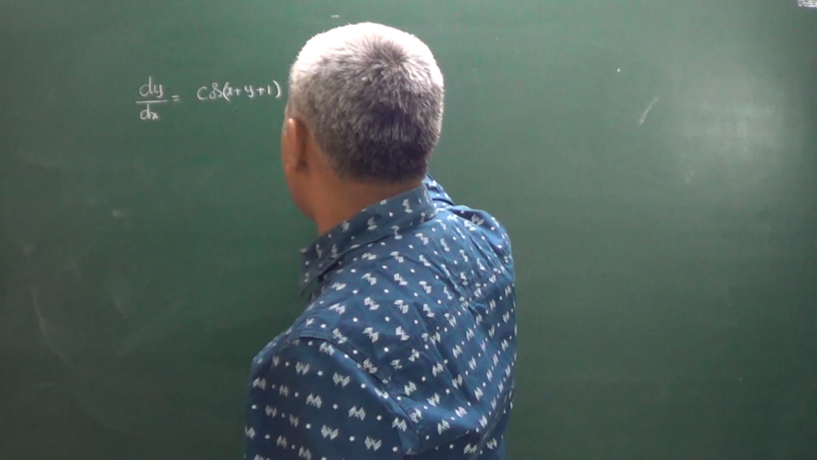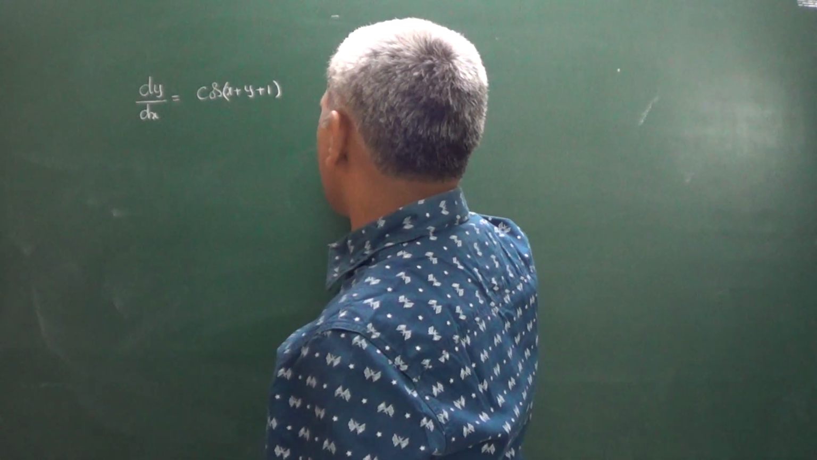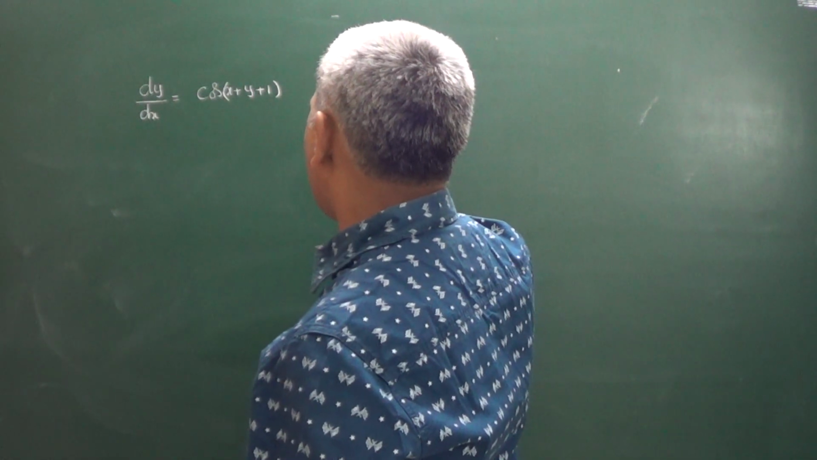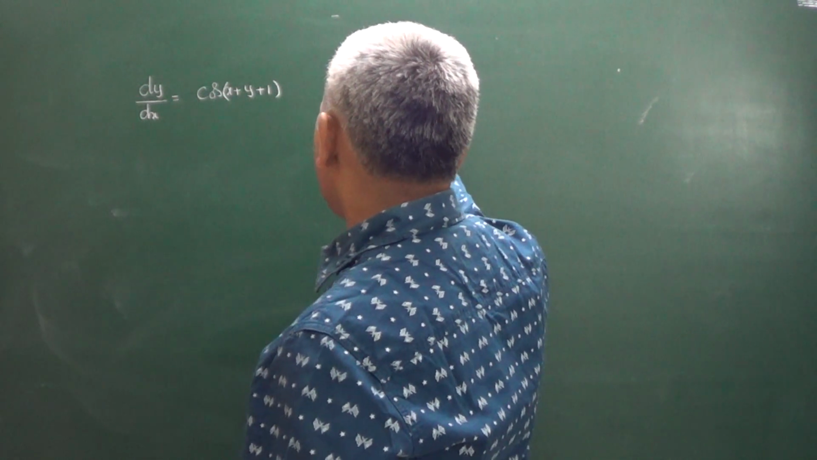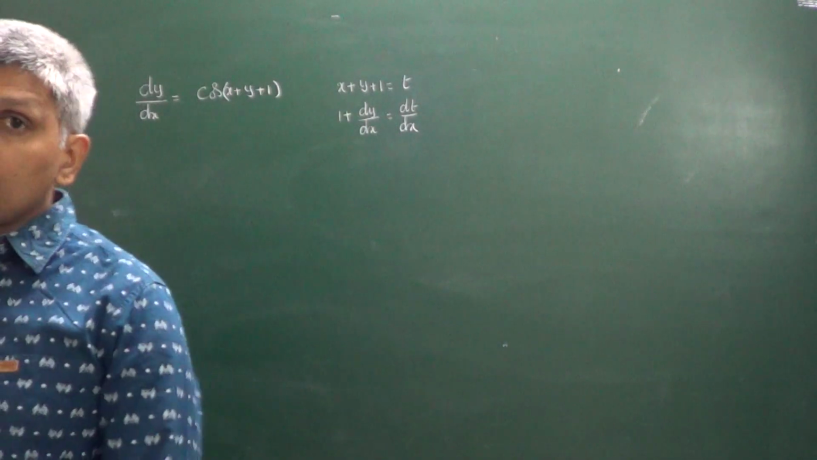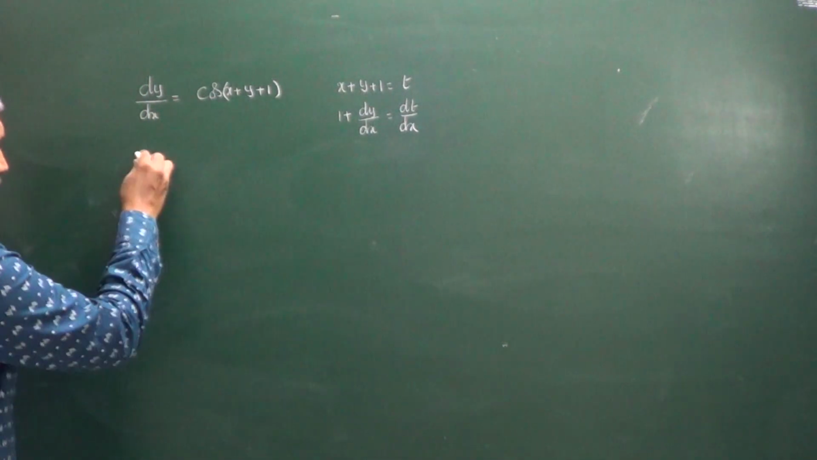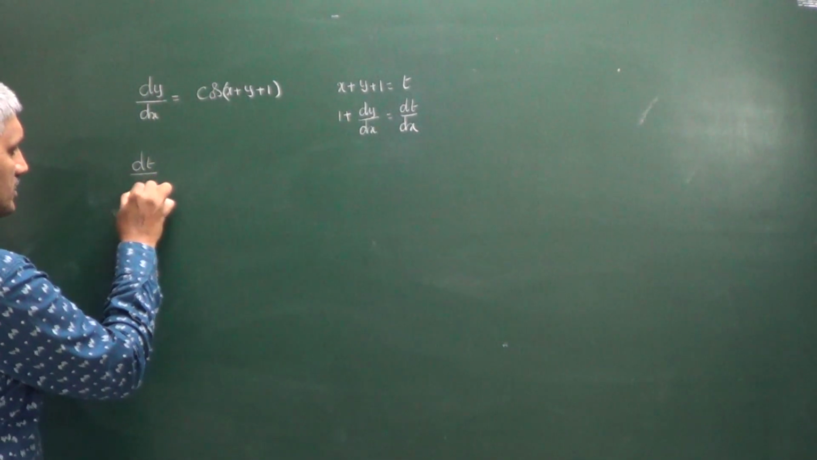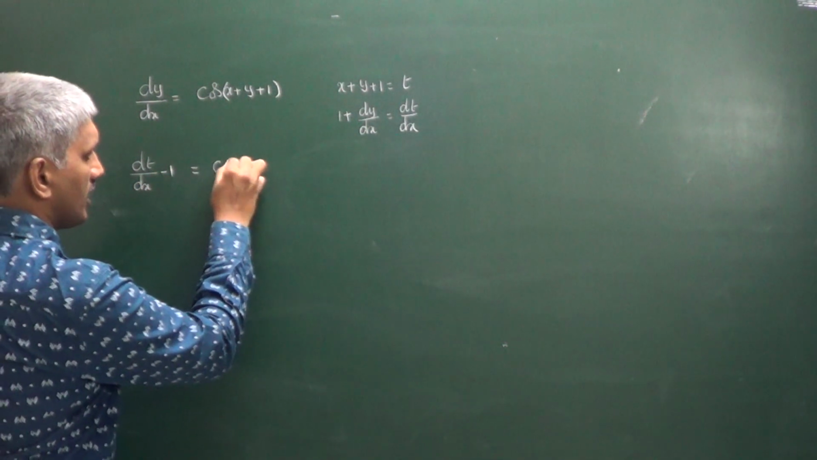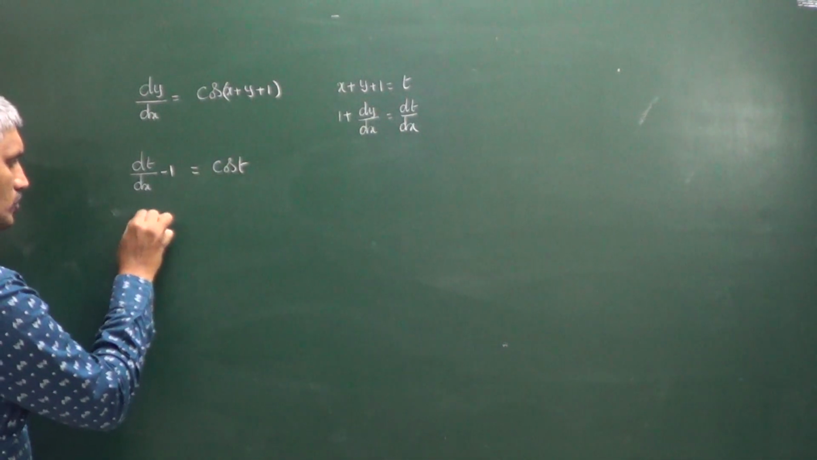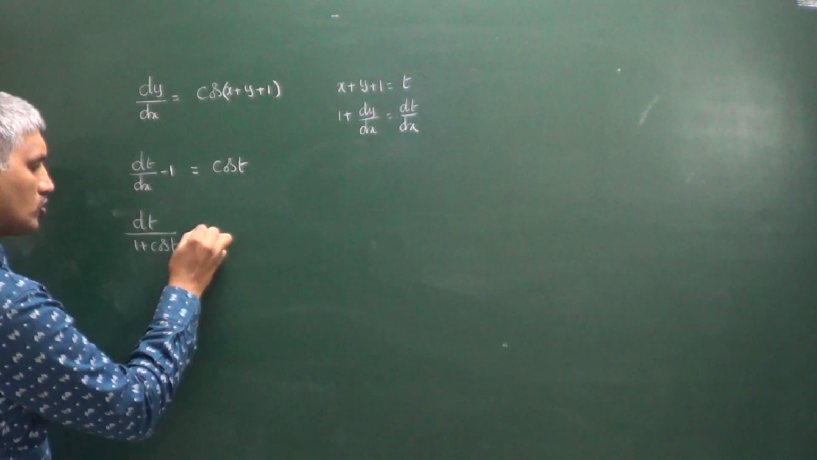So what I am doing, observe here: let x plus y plus 1 be equal to t. Then you will get 1 plus dy/dx is equal to dt/dx. That's why wherever dy/dx is there, in place of dy/dx we have to write dt/dx minus 1. So it changes to dt/dx minus 1 is equal to cos t. Now we can write this as dt divided by (1 plus cos t) is equal to dx.